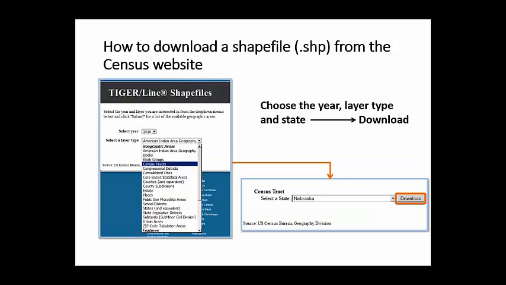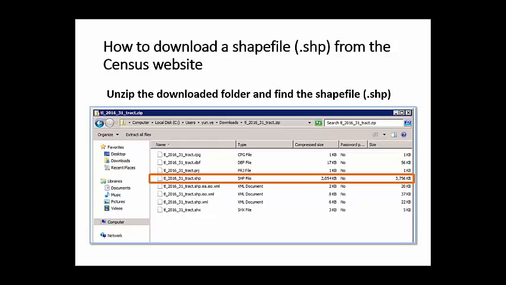As an example, we are going to download the census tract level shapefile for Nebraska. So here we are going to select the year 2016 and the layer type census tract. Then we will select the state, Nebraska, and click on Download. After downloading the shapefile, the file with extension .shp in the folder is the one that we are going to import into SAS.